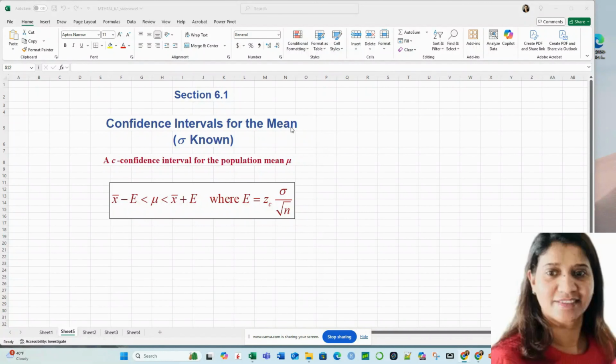Let's start with the big question. What is a confidence interval? A confidence interval is a range of values. It tells us where we think a population mean might fall based on our sample data. Think of it like saying, I'm pretty sure the average number of steps a nurse takes per shift is between 7,000 and 9,000 steps. That is a confidence interval.